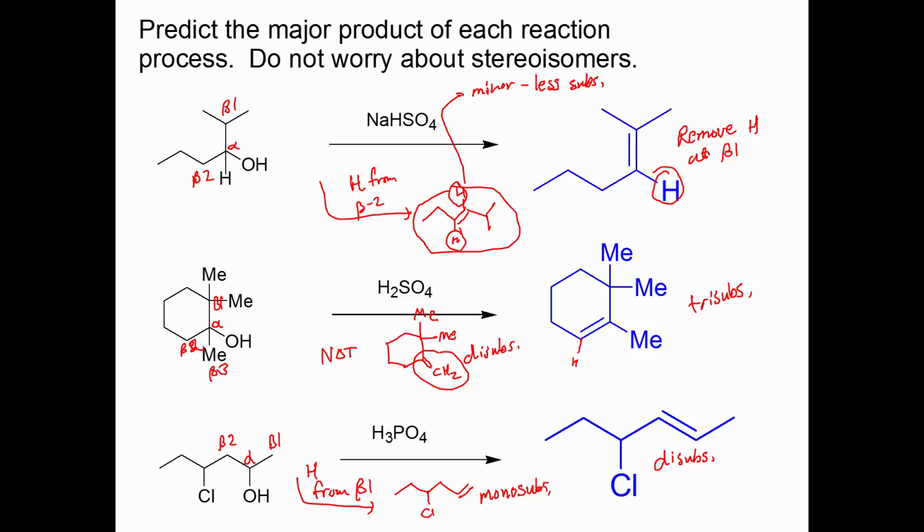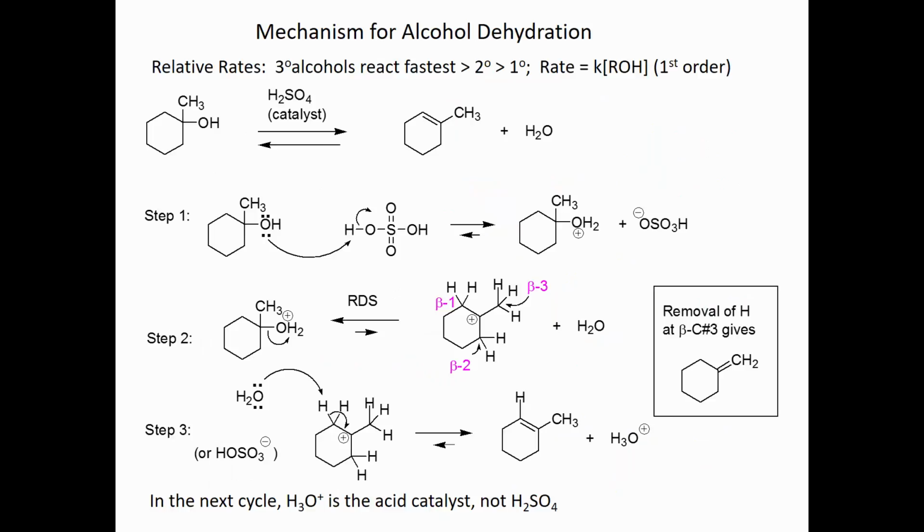Okay, all right. So let's look at the mechanism for alcohol dehydration. First, a couple of facts. It's well known that tertiary alcohols react much faster in this reaction than secondary, much faster than primary, and that the rate is, it's a first order reaction.